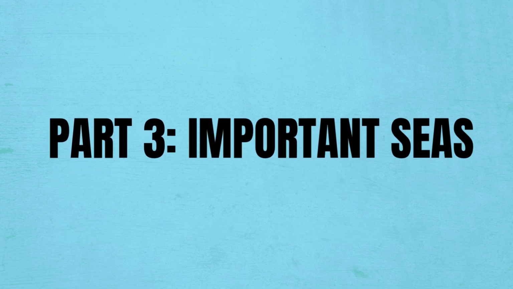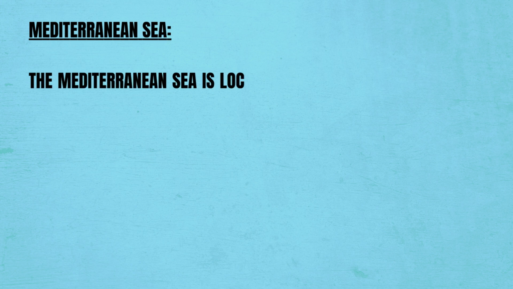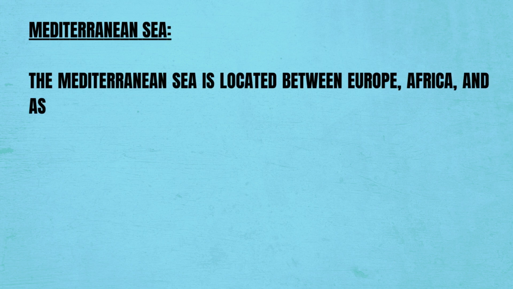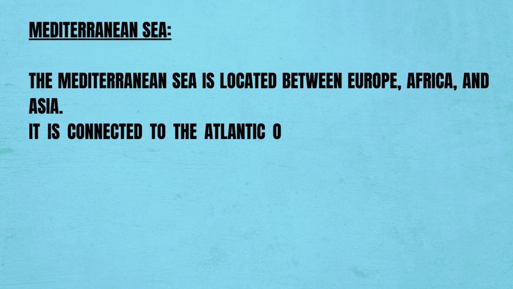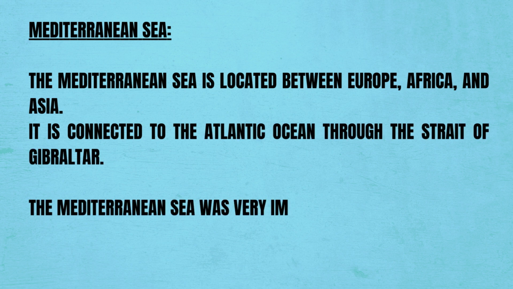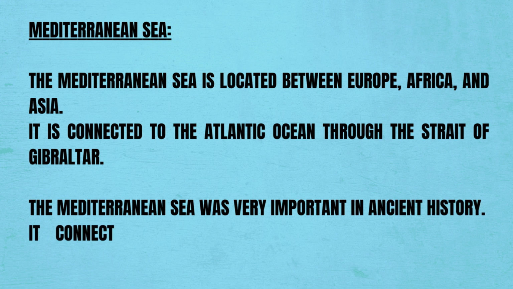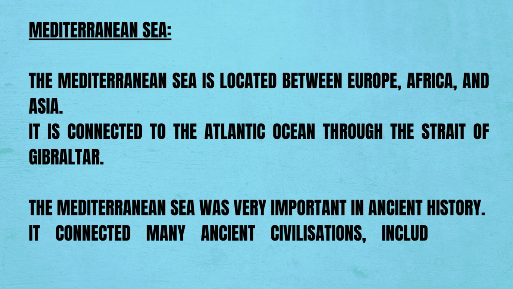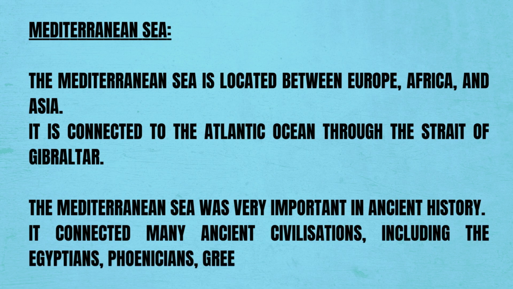Part 3. Important seas. Mediterranean Sea. The Mediterranean Sea is located between Europe, Africa, and Asia. It is connected to the Atlantic Ocean through the Strait of Gibraltar. The Mediterranean Sea was very important in ancient history. It connected many ancient civilizations, including the Egyptians, Phoenicians, Greeks, and Romans.